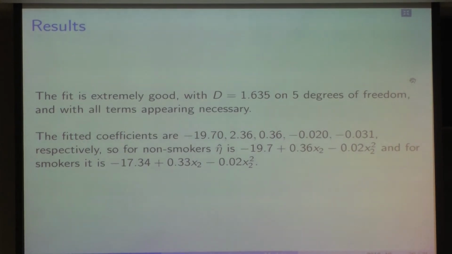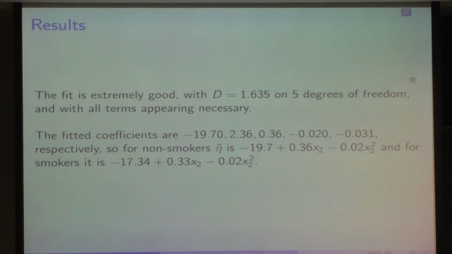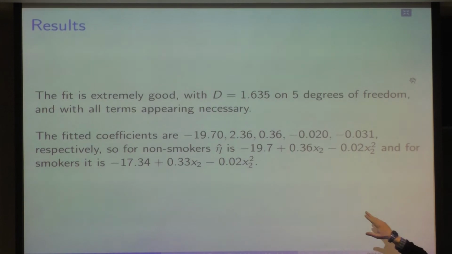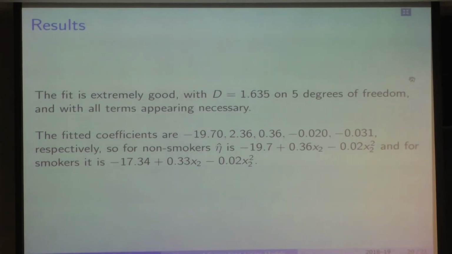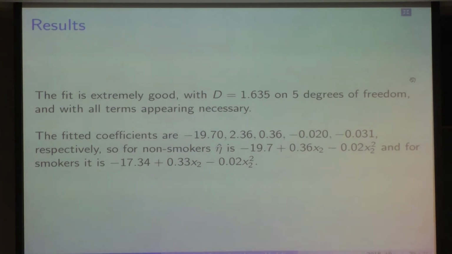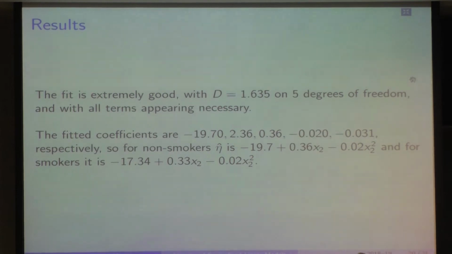Here are the fitted coefficients. So our linear predictor is one form for non-smokers and a different form for smokers. You can see that it starts off lower for non-smokers, so a smaller value there than there. It actually increases slightly faster for smokers, which fits with the plots that we had.